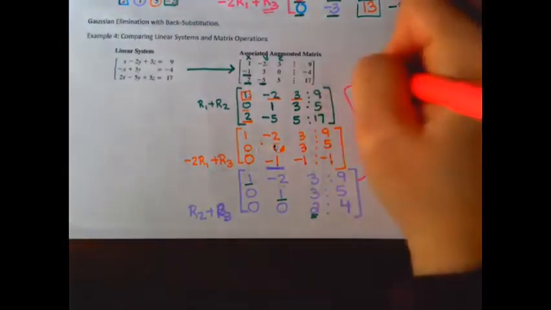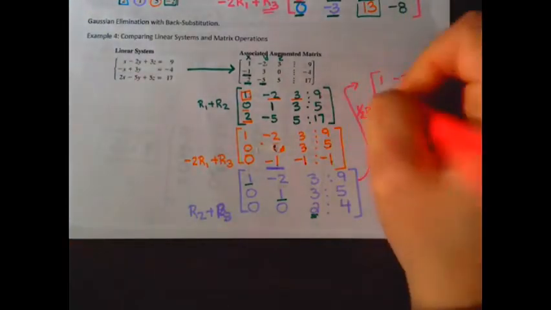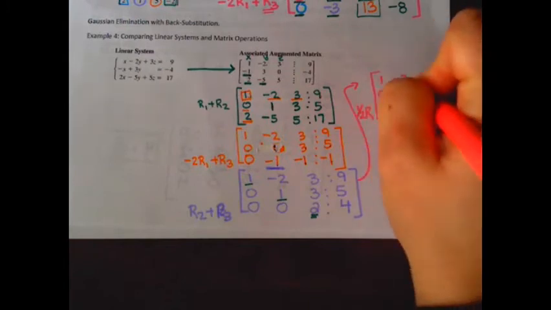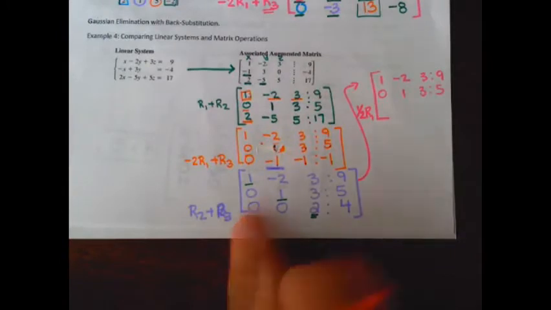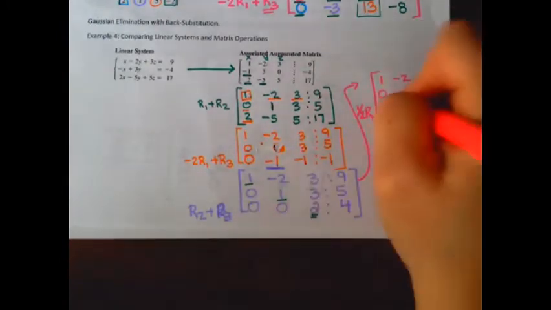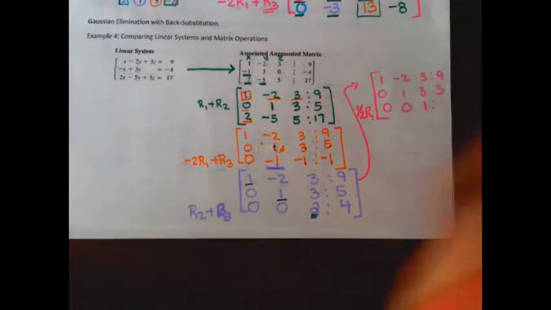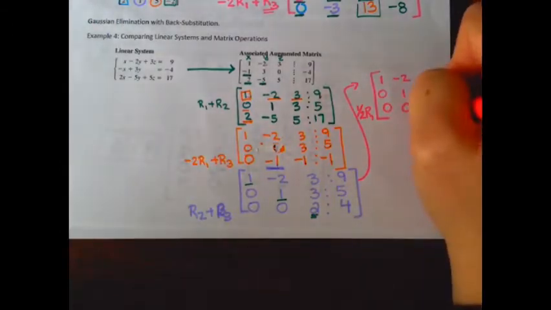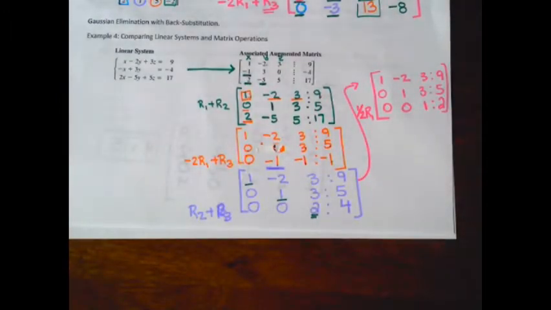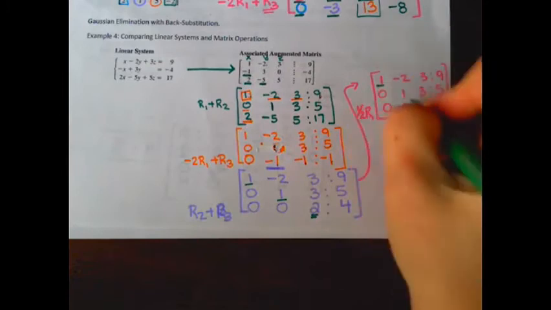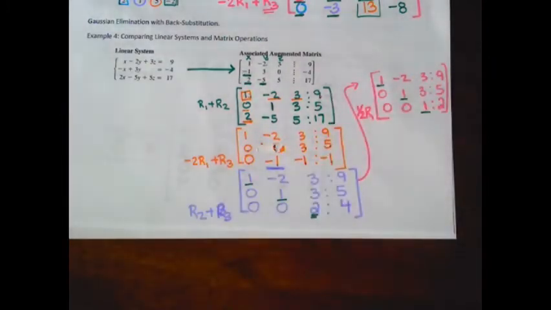So my first row is going to stay the same. 1, -2, 3, 9. Row 2 is going to stay the same. And row 3, multiply by half. A half times 0, 0. Half times 0, 0. Half times 2 is 1. And a half of 4 is 2. So now we're exactly what we want. We want our coefficients to be 1, and we want zeros in the front there. So now we can actually solve our equation.